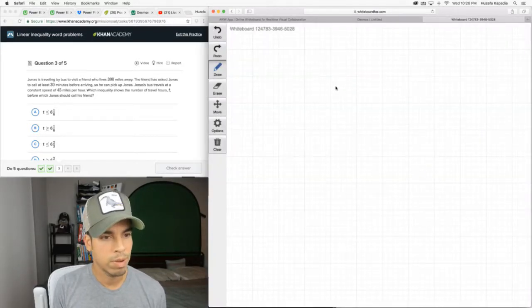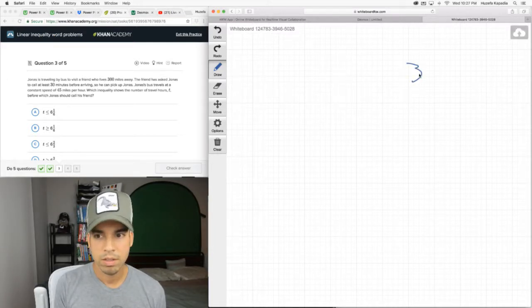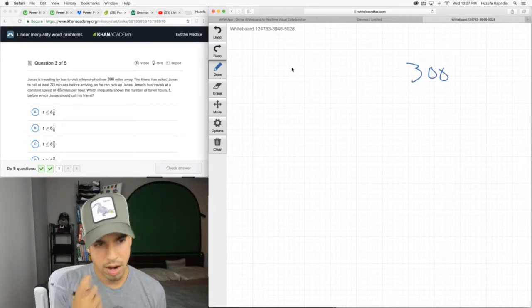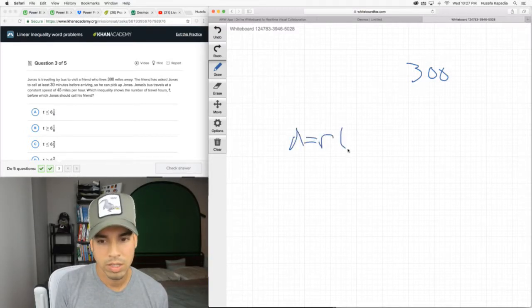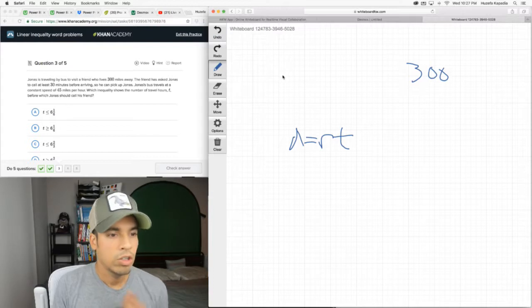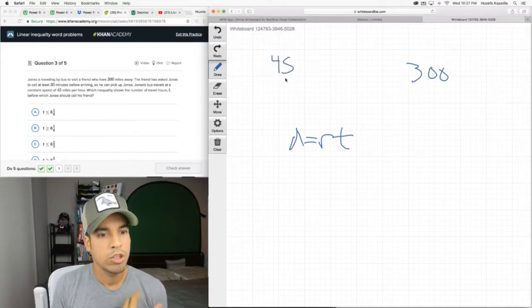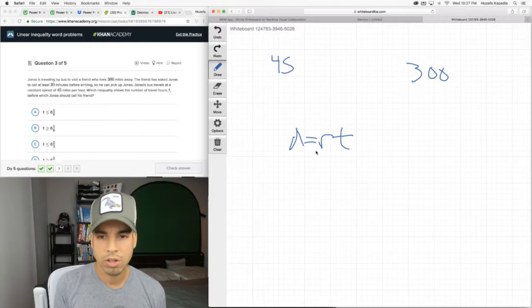Jonas is traveling by bus to visit a friend who lives 300 miles away. The friend has asked Jonas to call at least 30 minutes before arriving so he can pick up Jonas. Jonas's bus travels at a constant speed of, I'm going to write this down because I think we need it, distance equals rate times time. He travels at a constant speed of 45 miles per hour. Which inequality shows the number of travel hours T before Jonas should call his friend?